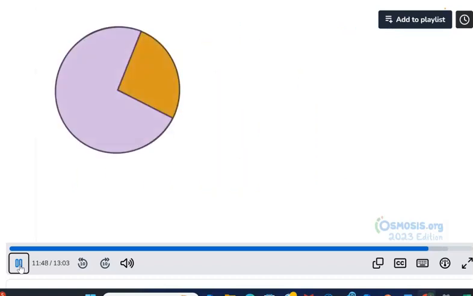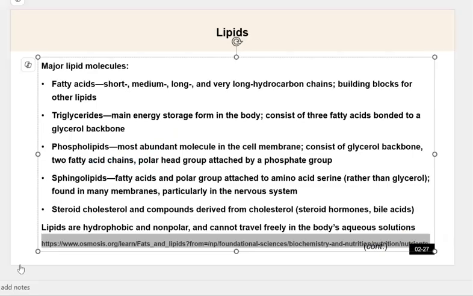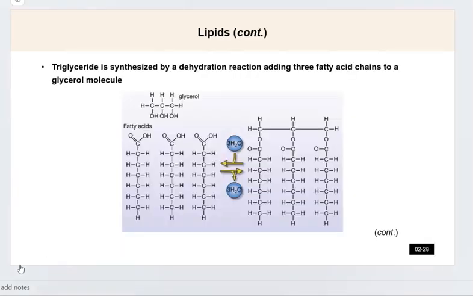Based on this, the National Academies of Medicine recommends consuming 20 to 35% of our daily calories as fat for a 2,000 daily calorie intake. That comes out to between 400 and 700 calories from fat, or about 44 to 78 grams. And it's not just about the amount of fat that we eat. The type also matters. So this here was covered, the idea of how these look.